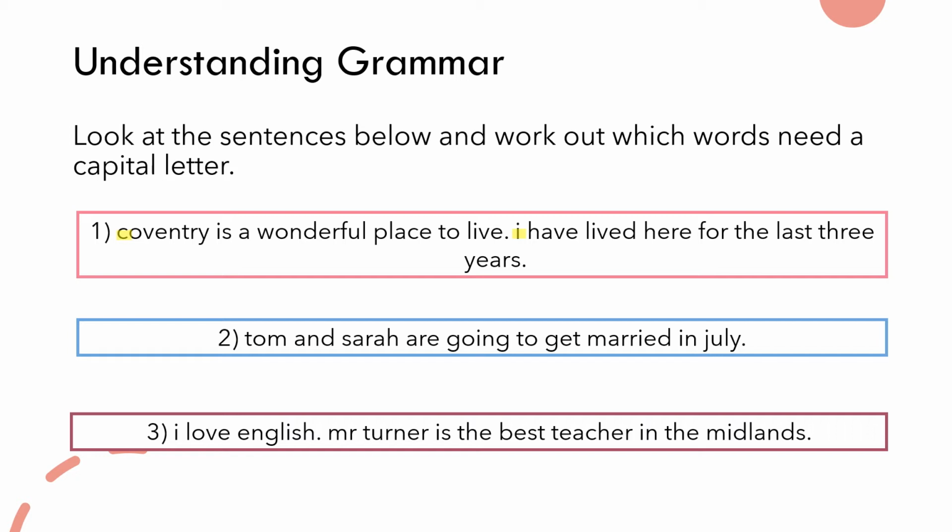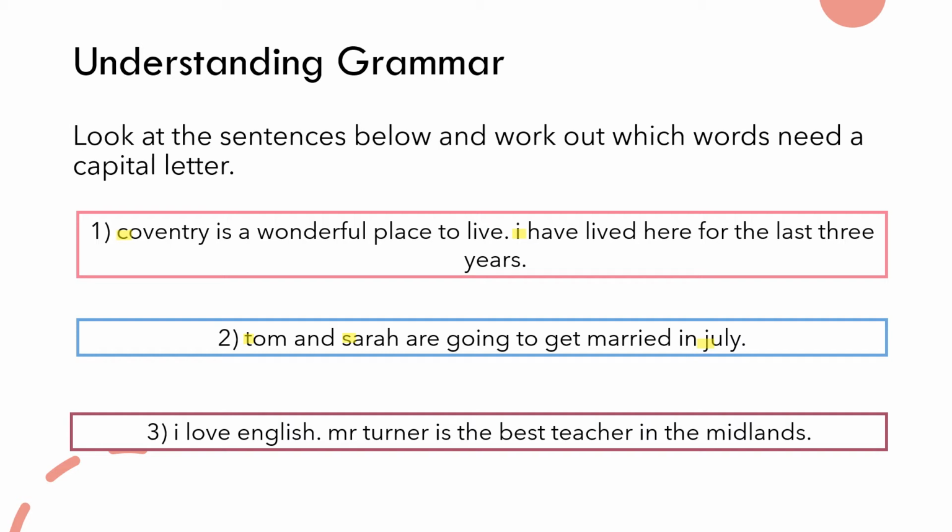We're moving on now to look at number 2. Tom and Sarah are going to get married in July. The first one to think about is a name. A name again is a proper noun. So both for the name Tom and for the name Sarah, both need to have a capital letter. For the rest of this sentence, it mentions a month of the year, July in this case. July is also a name. It's the name of a key month, and it is one that we need to make sure has a capital letter as well. So that's it for example 2.